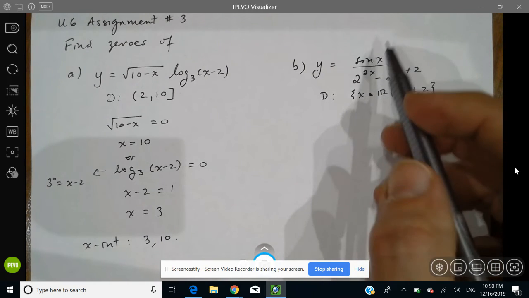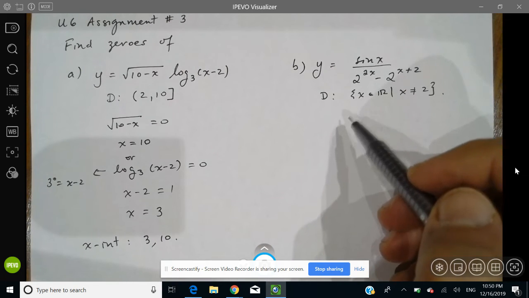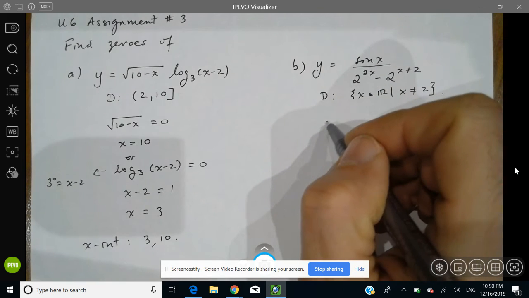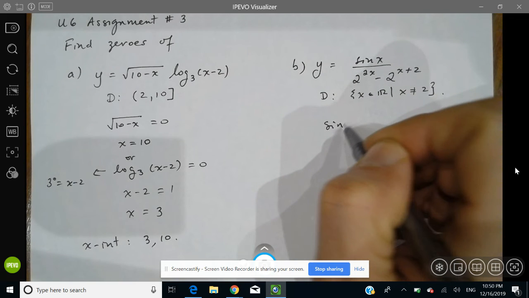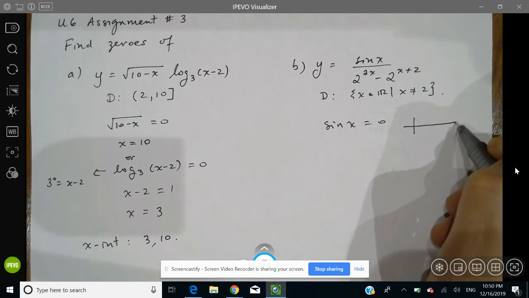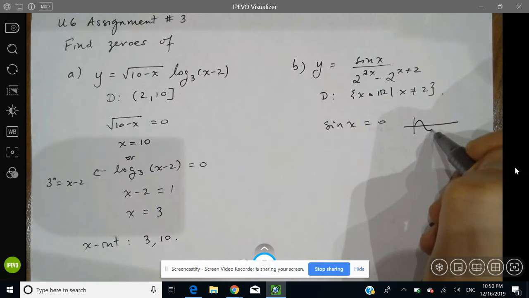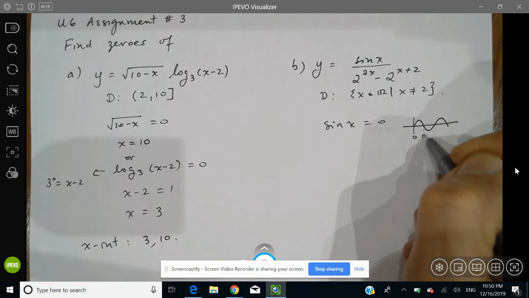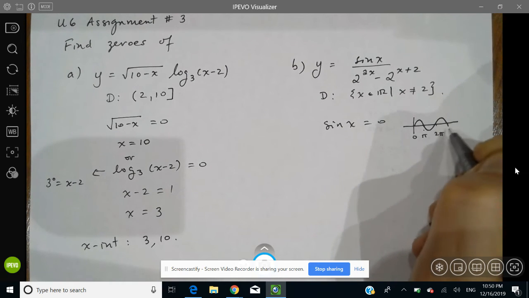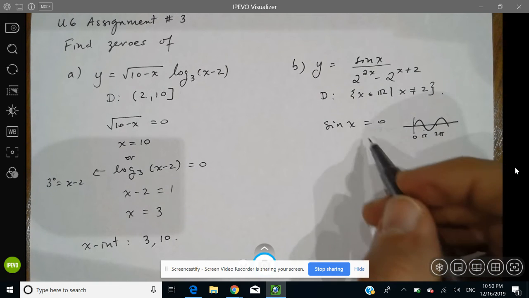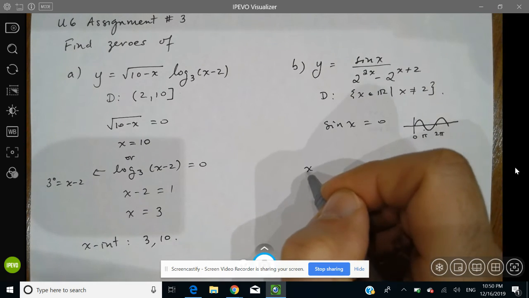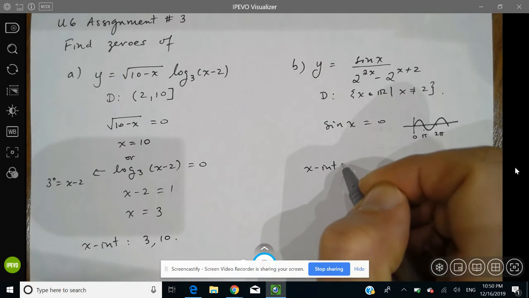Part B is a division. So we know that a quotient is equal to 0 if the numerator is equal to 0. So essentially, I just have to solve sine of x equal to 0. And of course, sine of x is equal to 0. Okay, just in case you don't remember, draw yourself a little graph. So here at 0, at pi, at 2 pi, etc., negative pi. So we remember that it's equal to 0 at all multiples of pi. Okay, so our x-intercepts are going to be all multiples of pi.